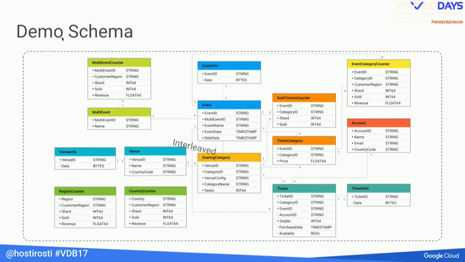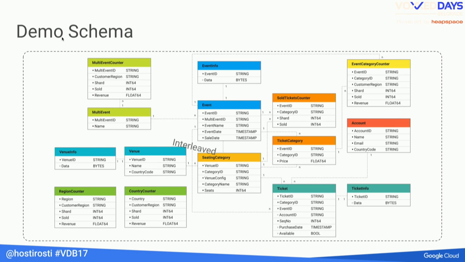Now in this example, I have basically a schema where we have multi-events. Multi-events, you can think of like a tournée, like a tour of a star, right? And then we have events, which are part of this tour. These events have to happen in a venue, so we have a venue table. These venues have different seating categories, for instance general admission, premium seating, VIP seating, and things like that. And you have all kinds of information.